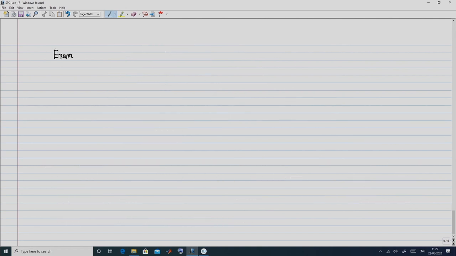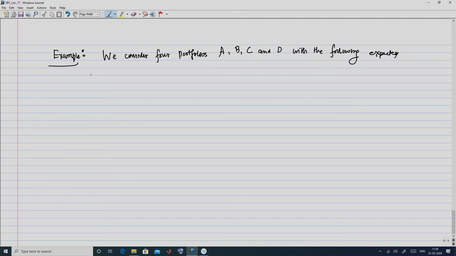So, now we look at an example to illustrate the Roy safety first criteria. We consider 4 portfolios, which we designate as A, B, C and D, with the following expected return and standard deviation, along with the safety threshold RL being 3%. That means that you want to choose a portfolio which gives at least a 3% return. So, let us have these portfolios A, B, C and D.